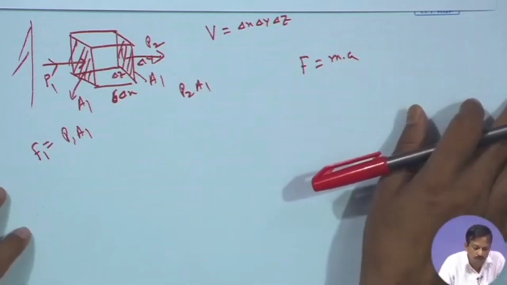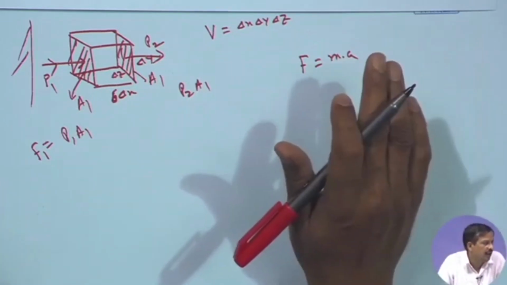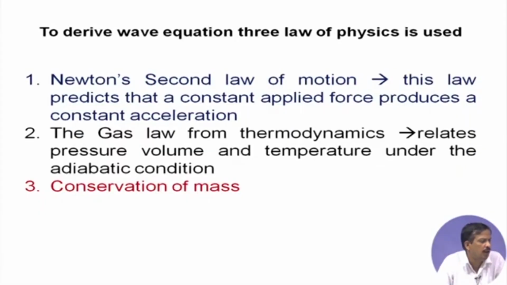Okay. Now, the second law, the gas law of thermodynamics, relates pressure, volume and temperature under the adiabatic condition. So, what is the meaning? If I apply a pressure on this tube, this block, suppose there is a block, and I apply a pressure on one plane, the volume will be changed. If the volume is changed, mass would be changed, but mass will not change. Due to the conservation of mass, mass will remain the same and density will be changed.